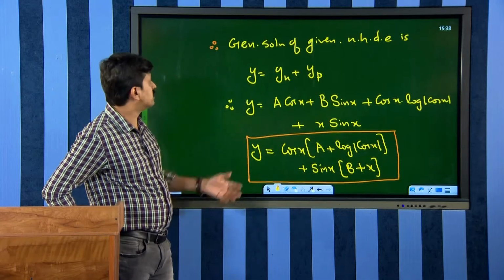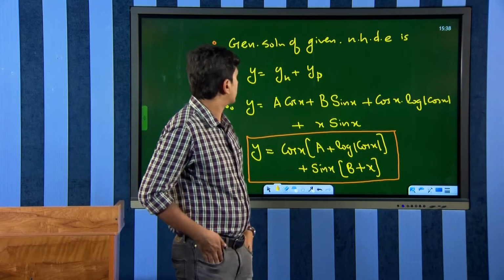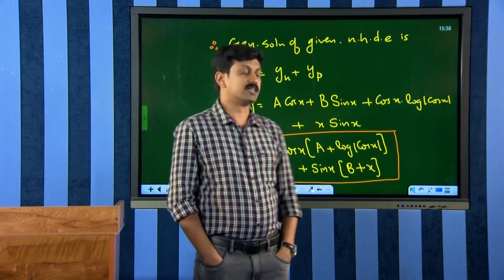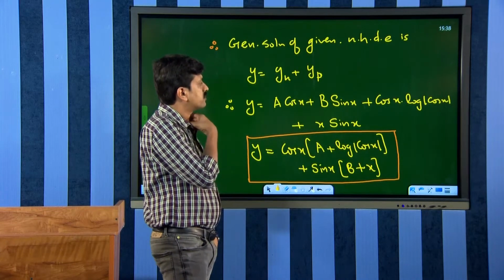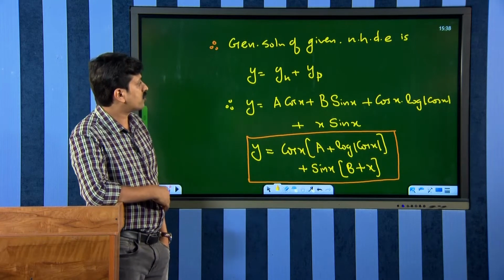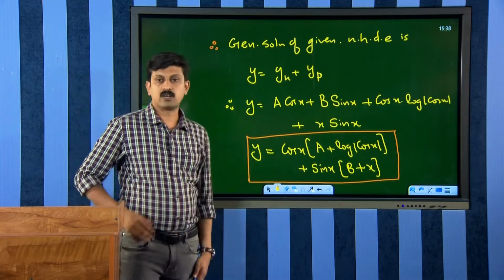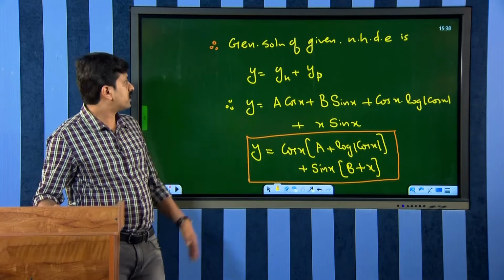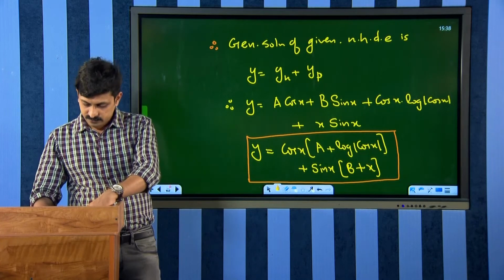Now, the general solution of the given non-homogeneous differential equation is y equal to yh plus yp. So y is equal to a cos x plus b sin x plus cos x into log mod cos x plus x sin x. We just rearranged it here. This is the general solution of the given non-homogeneous differential equation.